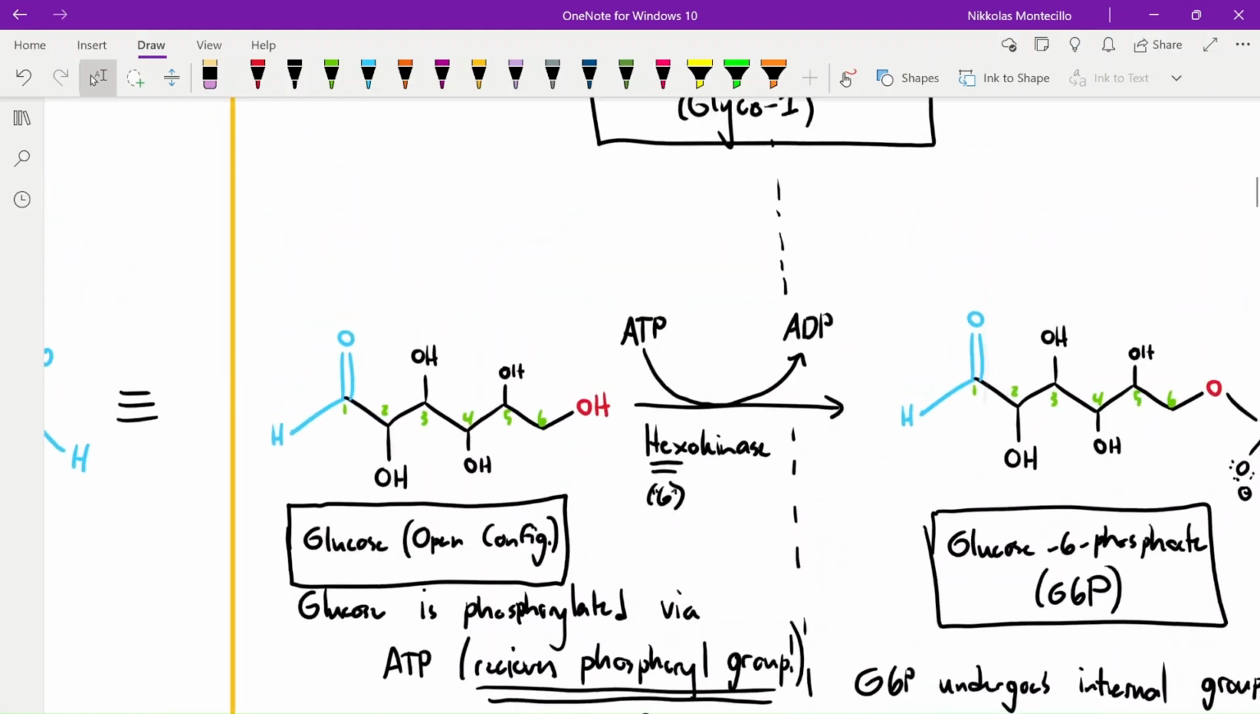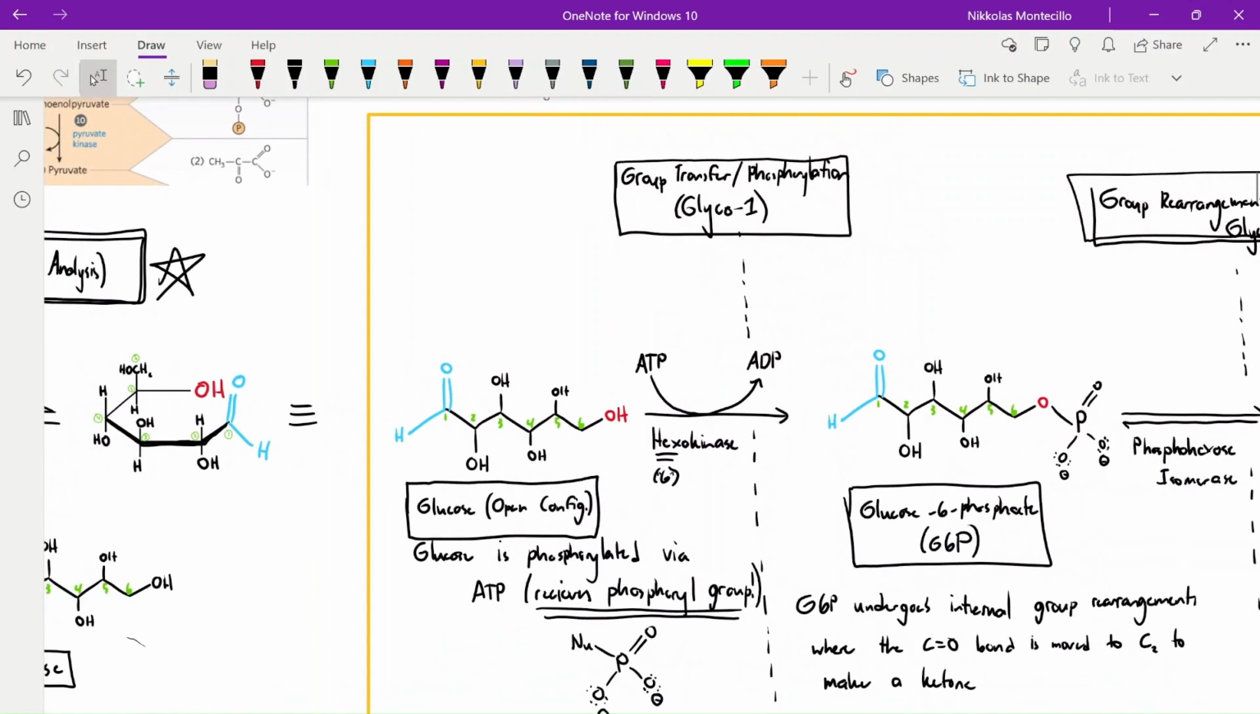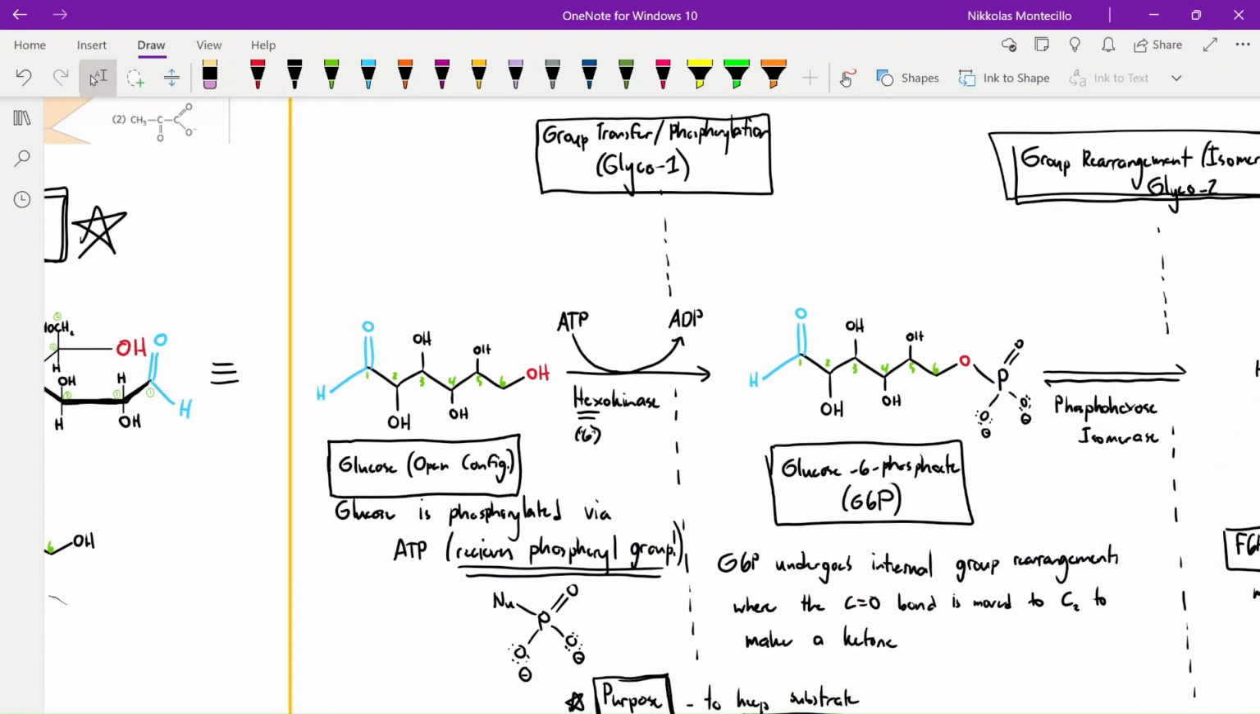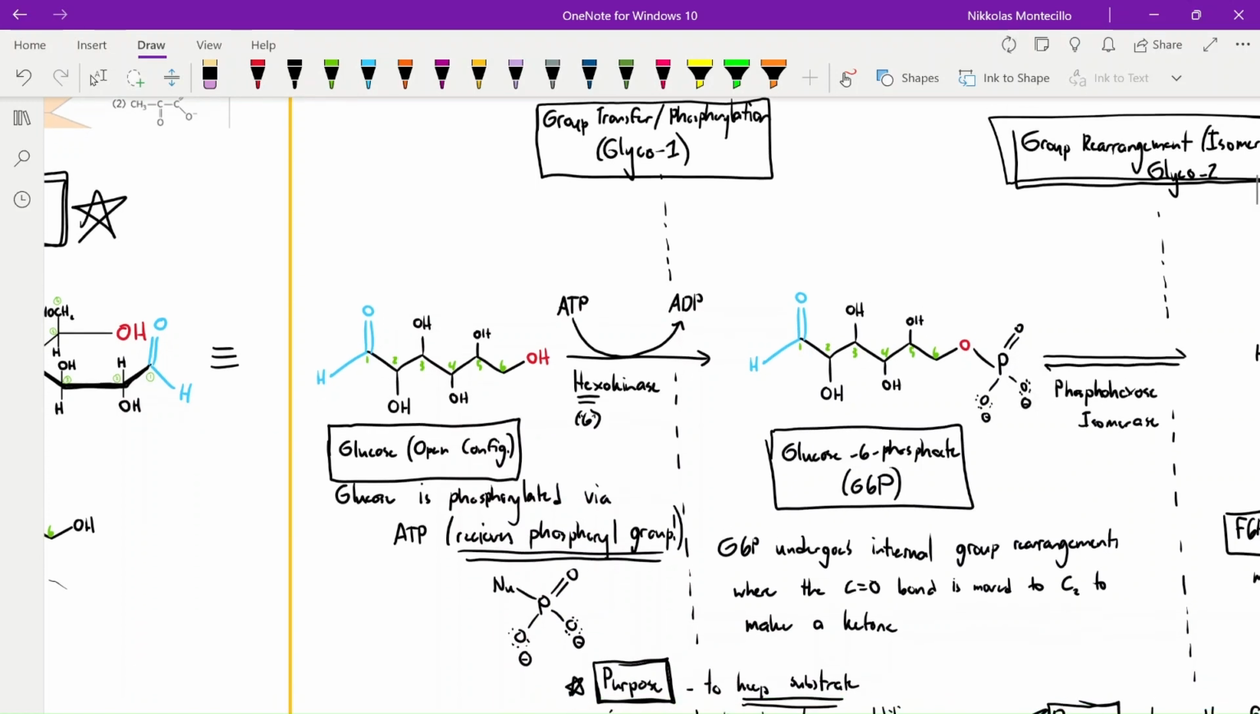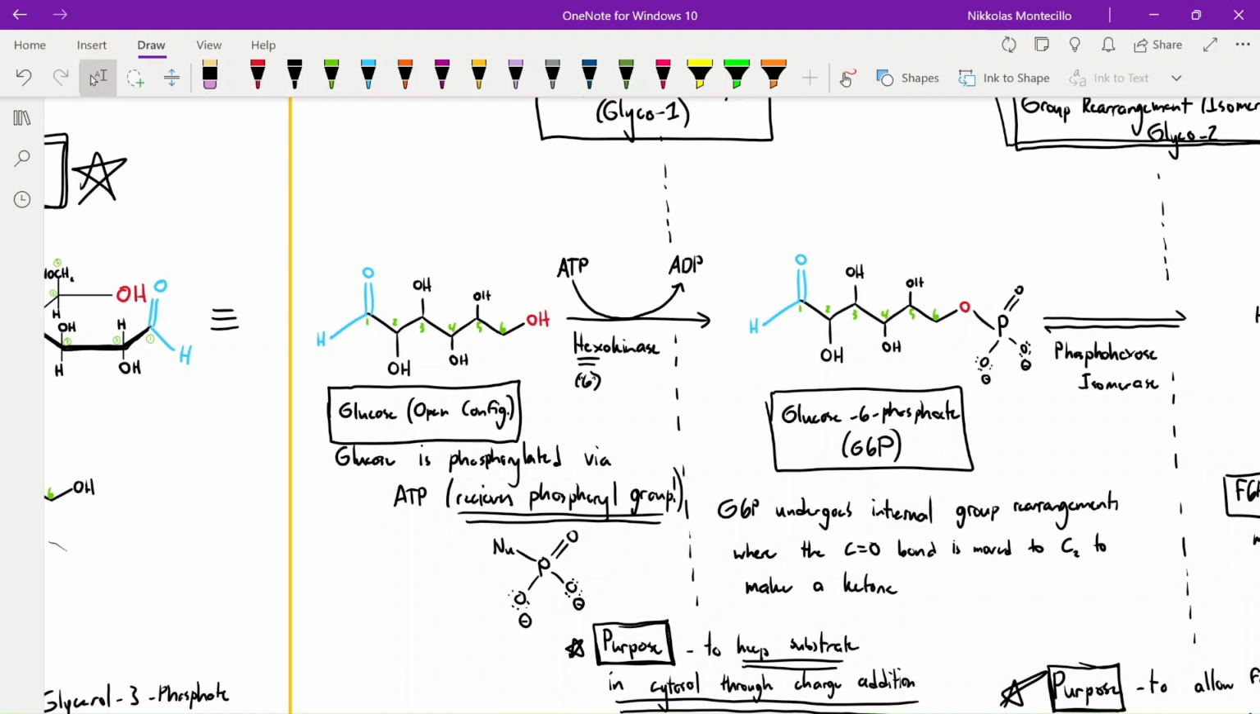So we see here that this is the first step. This is called Glyco 1. In Glyco 1, we see that there's a group transfer where glucose is phosphorylated by ATP to form glucose 6-phosphate. And the enzyme that facilitates this reaction is a kinase. Because we know that this enzyme is a kinase, we can deduce that the reaction that occurred here was a group transfer reaction.